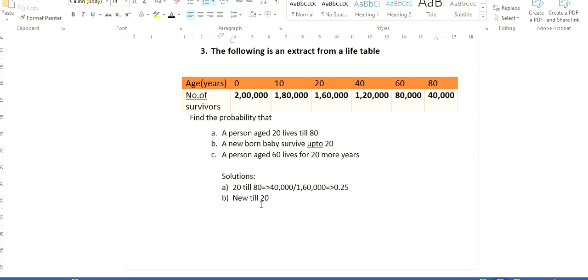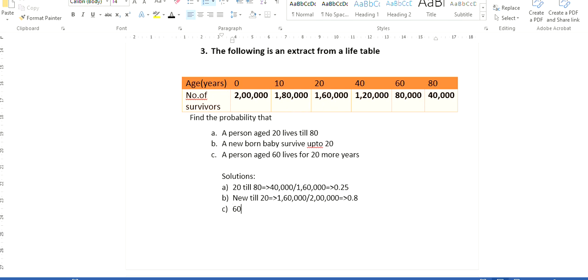Again you implement the same formula. A newborn survives up to 20: 1,60,000 is the favorable outcomes, divided by the total. How many babies are there? 2 lakhs together. So what will be the answer? It is 0.8. Okay, next, the third one.